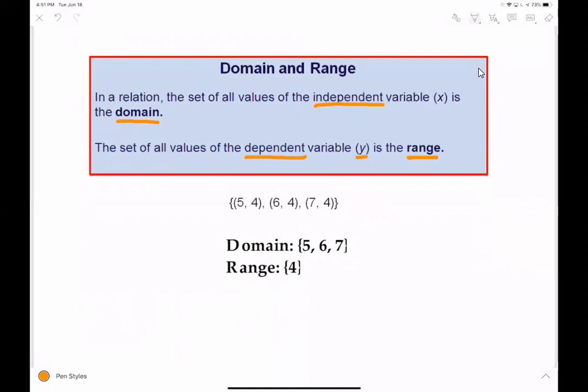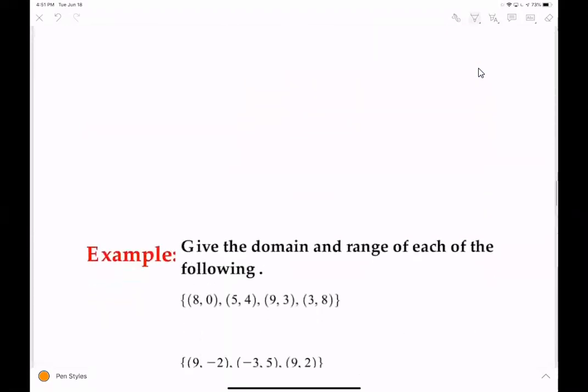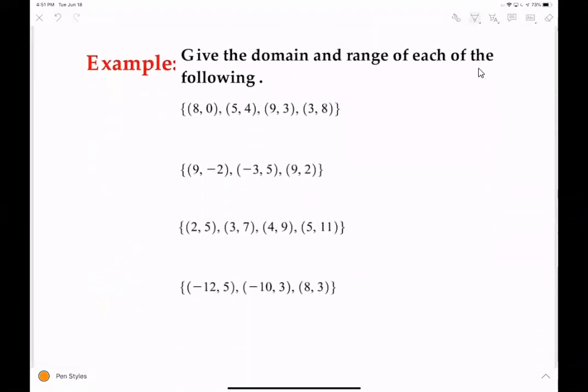So we can name our domain. Our x values 5, 6, 7 are our domain. And then our y values are all 4, and notice that we did not repeat the 4, so our range just has the one number. We've already determined whether these were functions or not, so we're just going to name domain and range.